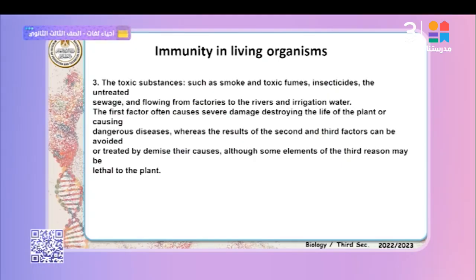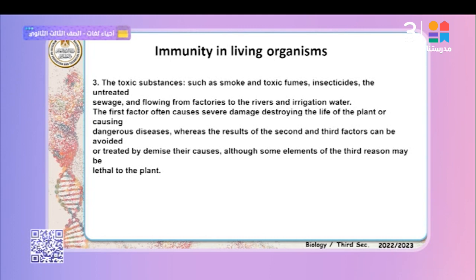Toxic substances such as smoke and toxic fumes, insecticides, chemical pesticides, and untreated sewage. When the plant is irrigated with sewage, it is exposed to the toxic substances that come from the sewage, and to waste flowing from factories into rivers and irrigation waters.